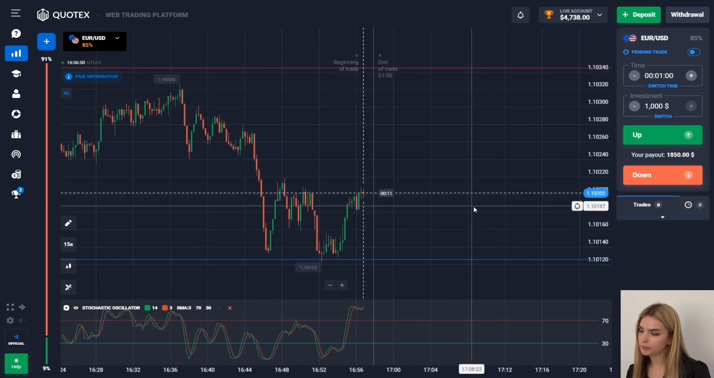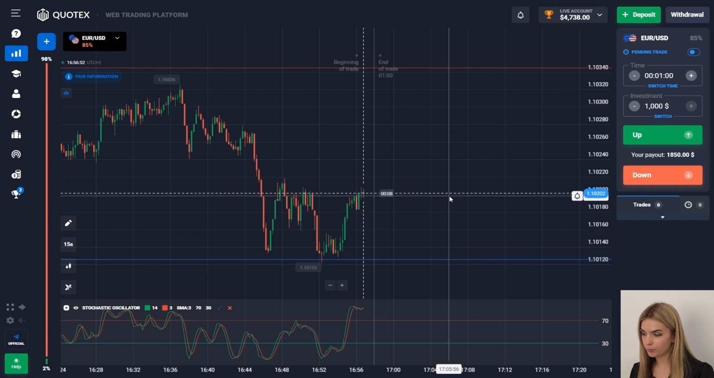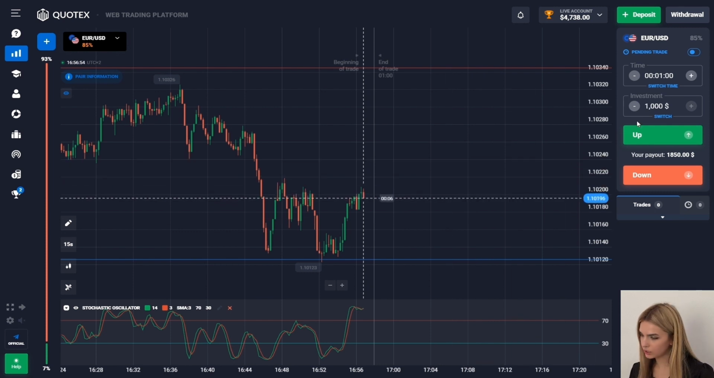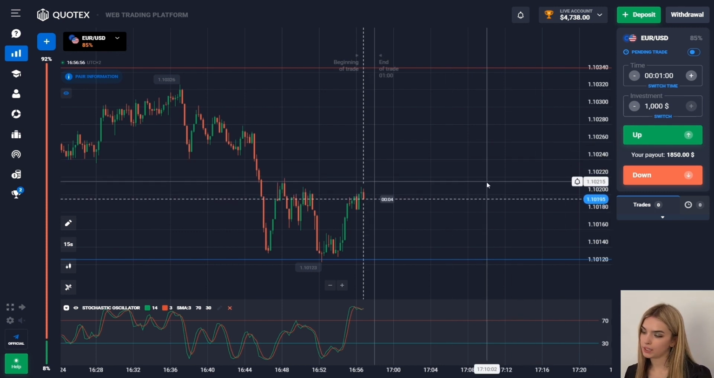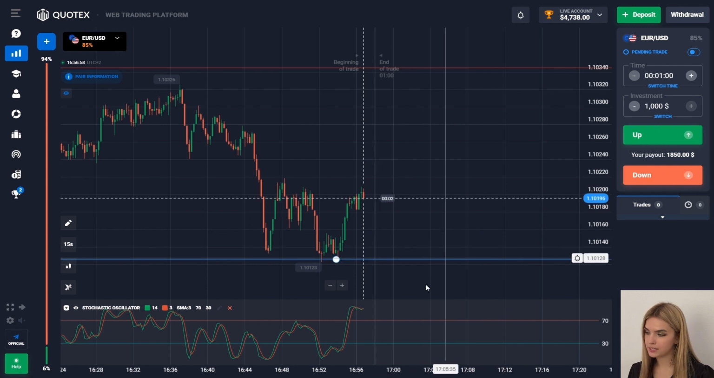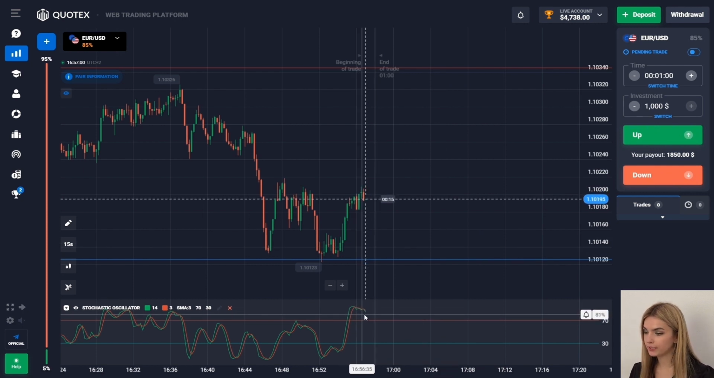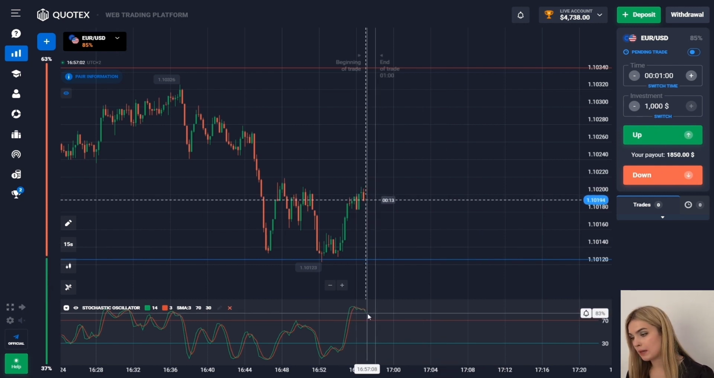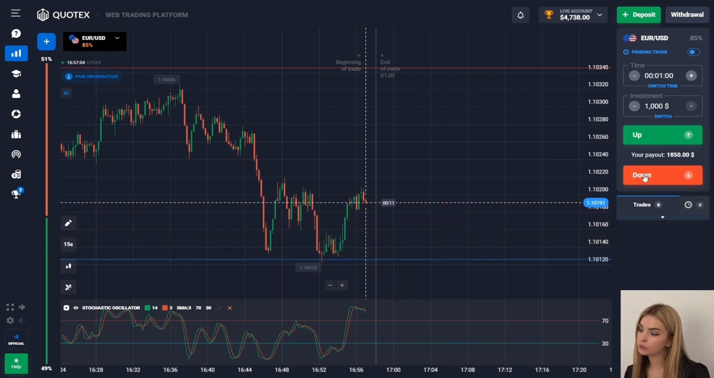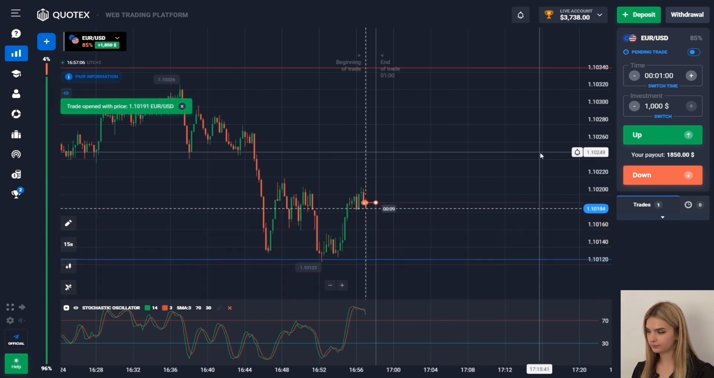A very good entry point immediately appears. Stochastic curves in the upper zone have made an intersection and the price has strayed from the support level and has already made a small impulse upward movement. Therefore, I expect a correction and enter into a $1,000 deal.